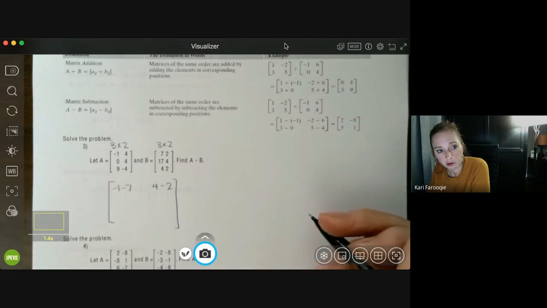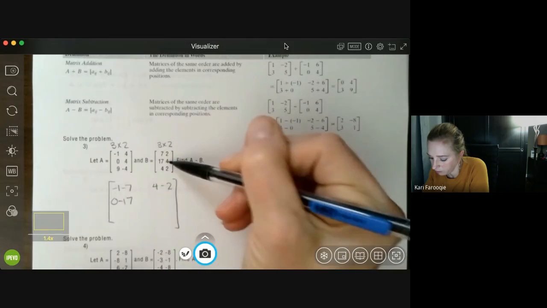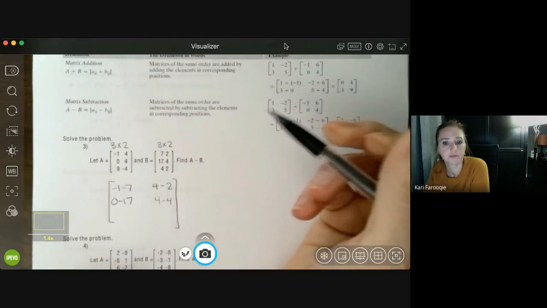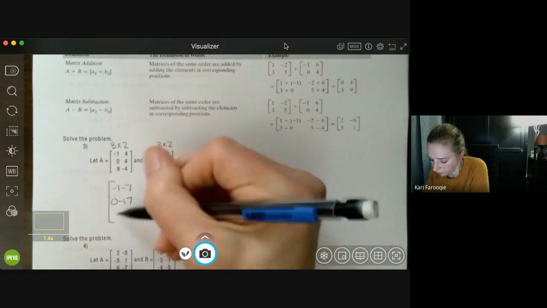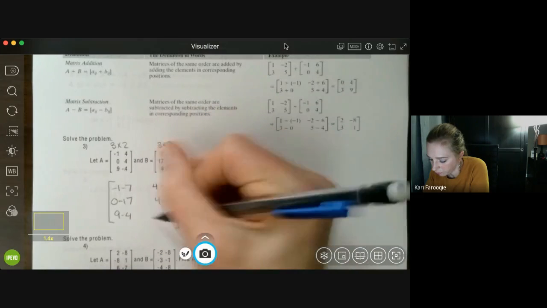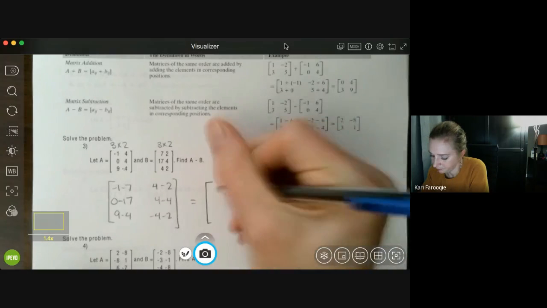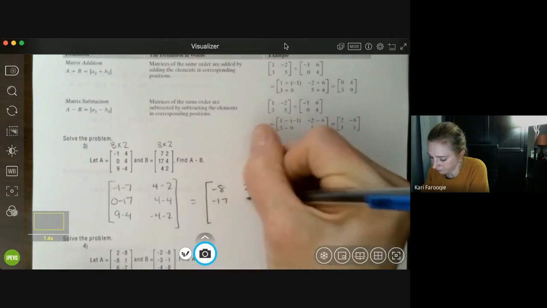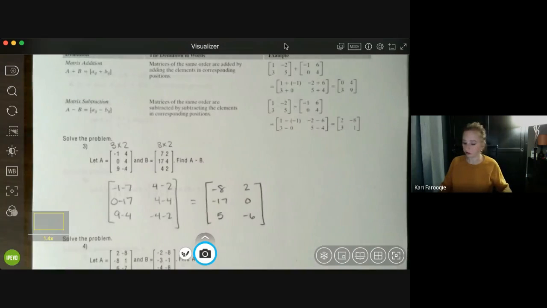Moving on to the second row, first column, we have 0 minus 17. Second column, 4 minus 4. And in the third row, first column, 9 minus 4. Second column, -4 minus 2. And then you're just going to simplify. And that's your answer. Are there any questions about subtracting these matrices in number 3?